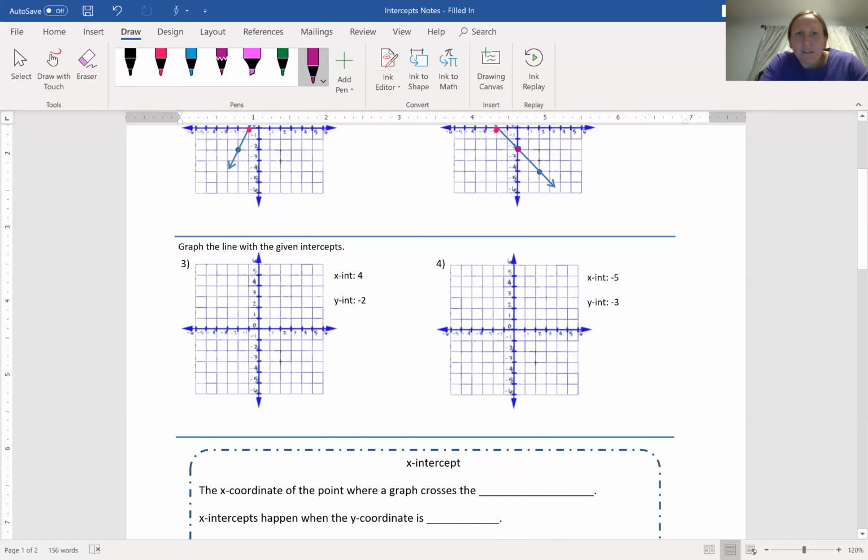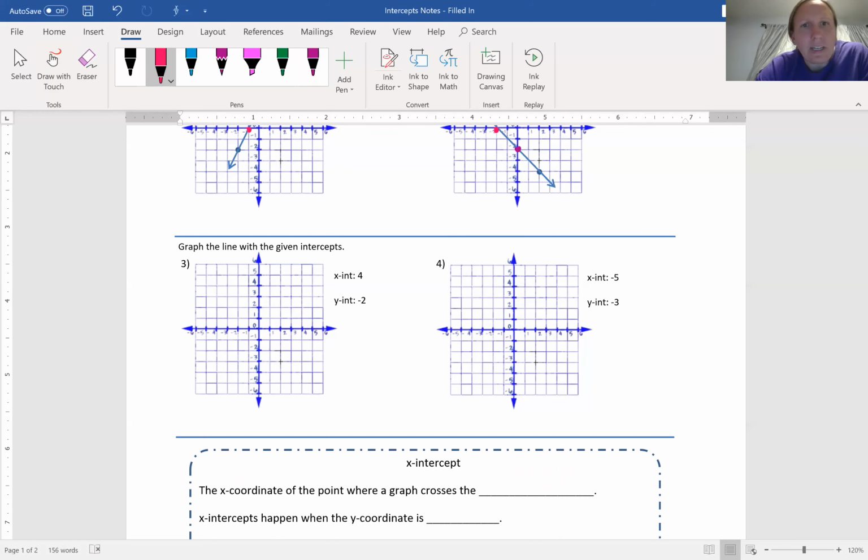The good thing about intercepts is that we can use them to graph equations. Our first method of graphing equations was to make a table of values and plug x's in and figure out the y's, and it took a little bit of time. So here, this is our second method, which is using the intercepts. Right now, we're not looking at any actual equations. We're just looking to see, if we know the intercepts, how can we use that to graph the equation?